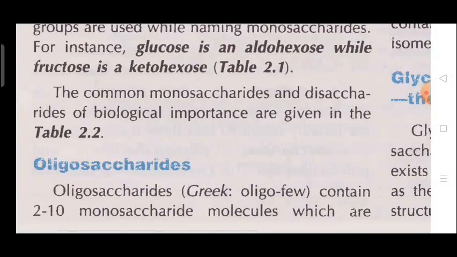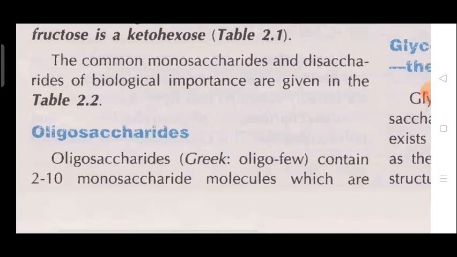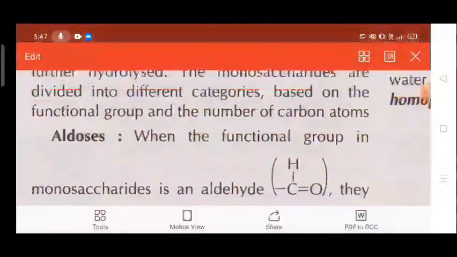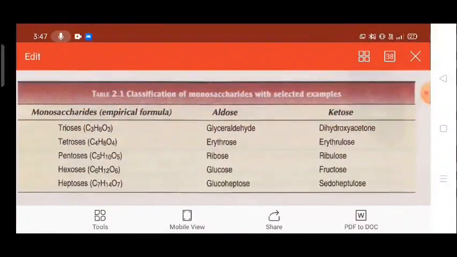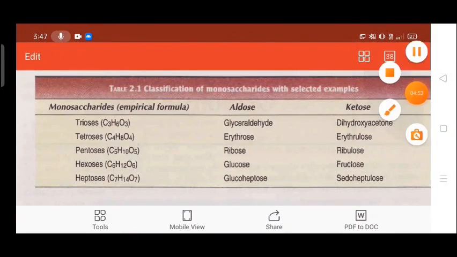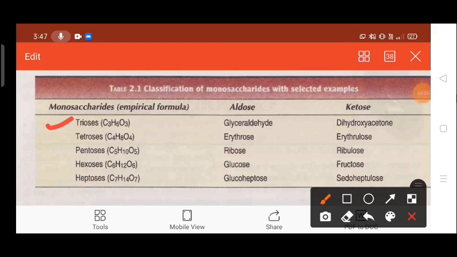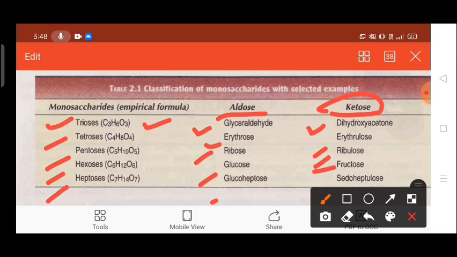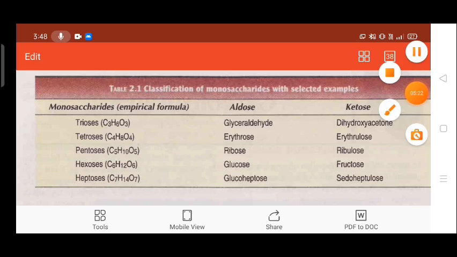The common monosaccharides and disaccharides of biological importance are given in table 2.2. Here are some examples: trioses having 3 carbon atoms. If the functional group is aldehyde, then the example is glyceraldehyde, and the monosaccharide having 3 carbon atoms with a ketone functional group is dihydroxyacetone. So these are some examples of carbohydrates, or we can say monosaccharides.